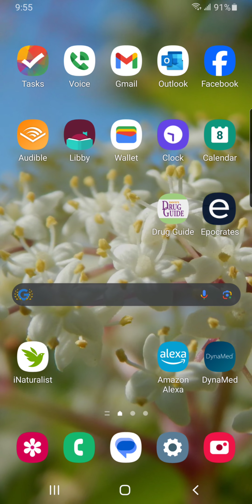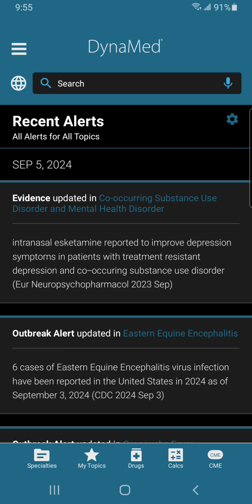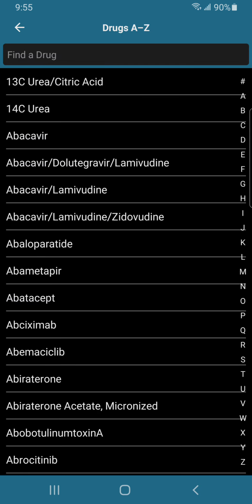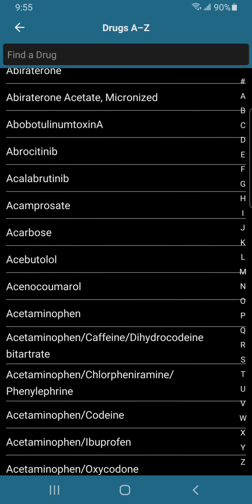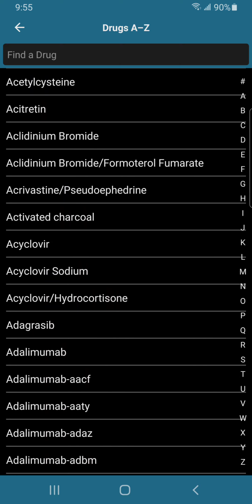Here, I can go back and I can also show you Dynamed. My Dynamed account is attached to another account that's associated with one of my medical licenses. So this is something that is not free, but it is not bad for drugs as well. And here they have it by alphabetical, not really any kind of drug class.